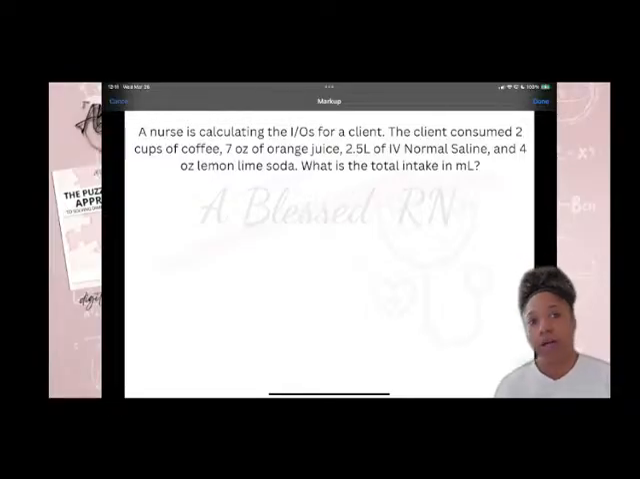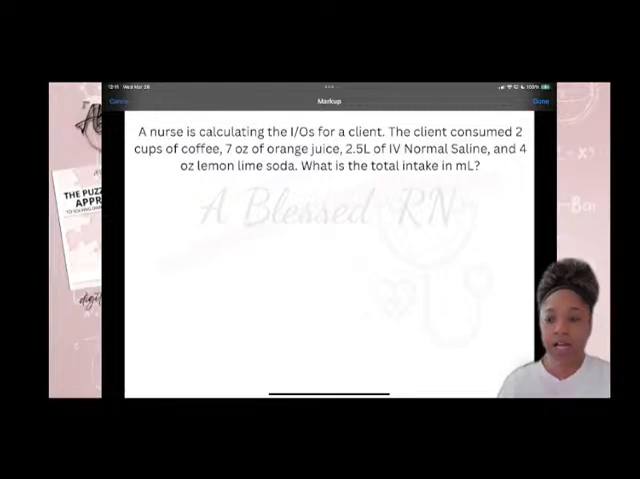Okay, so with every intake and output question, you have to convert to milliliters and then add it together. So if you know how to multiply, divide, add, and subtract, then you can do nursing math.